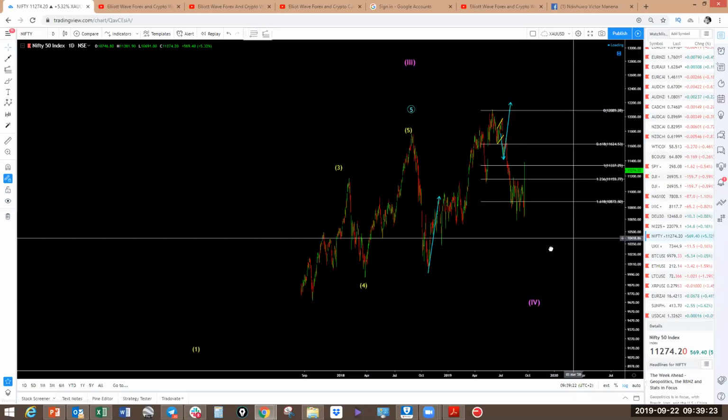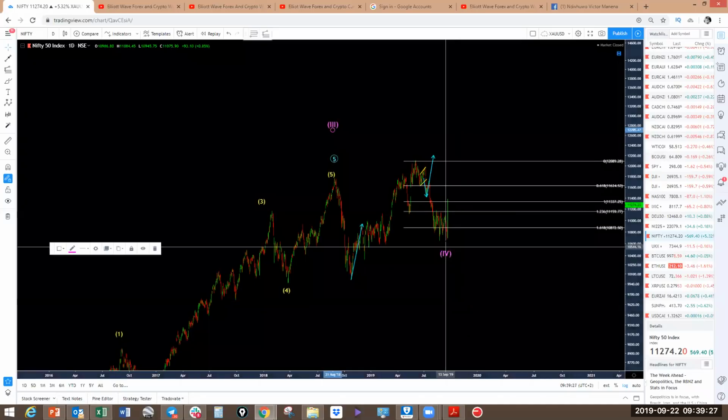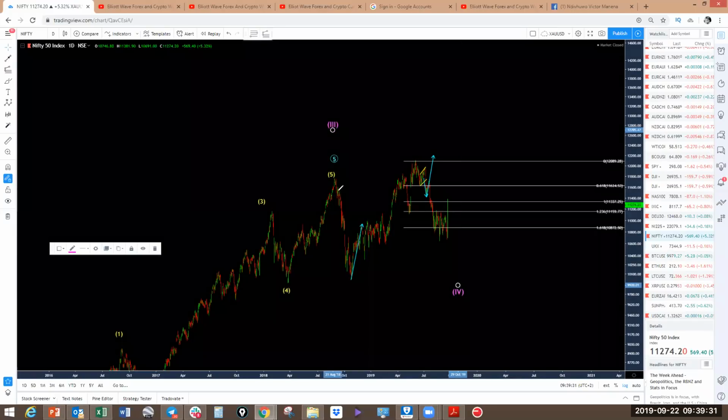NIFTY, we're looking at this big corrective structure. It could have been an expanding flat, now it's already running flat. Either one is acceptable because it complies with the rules and the regulation.